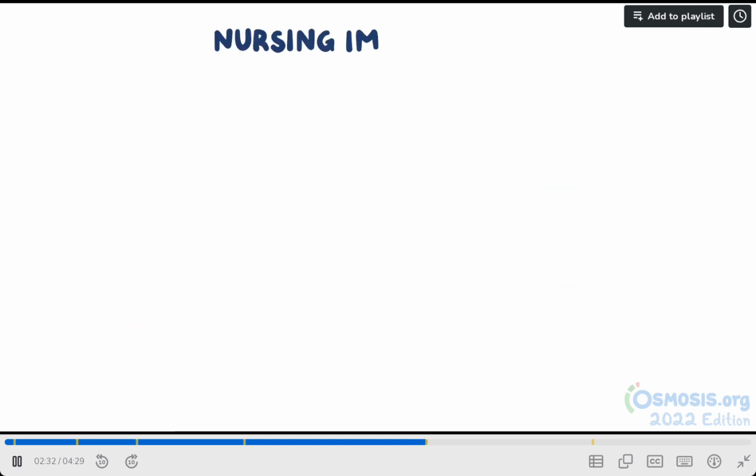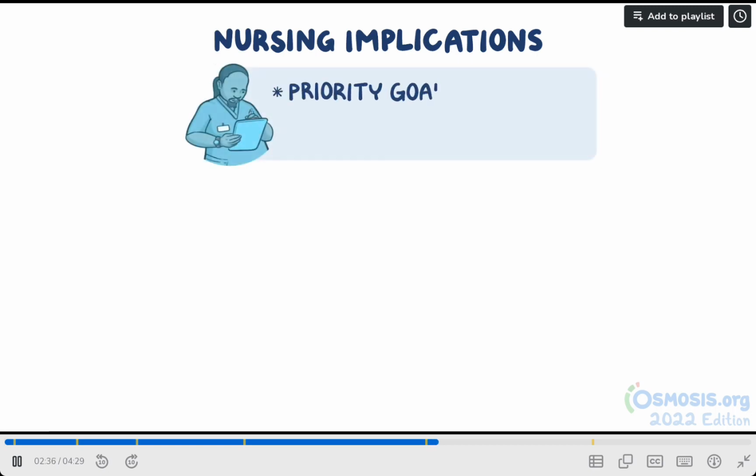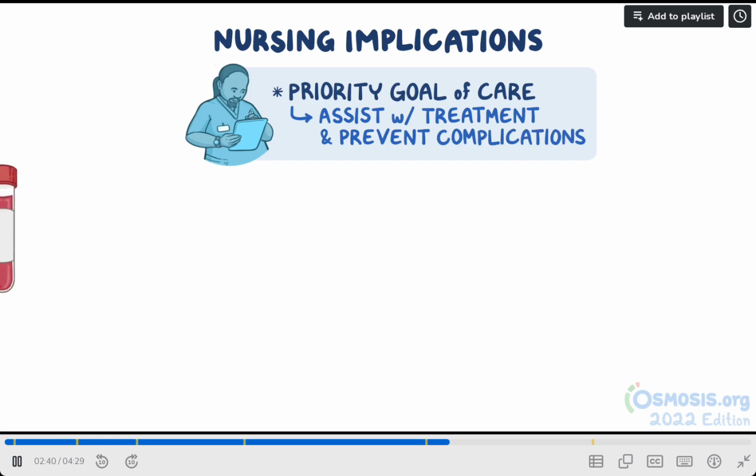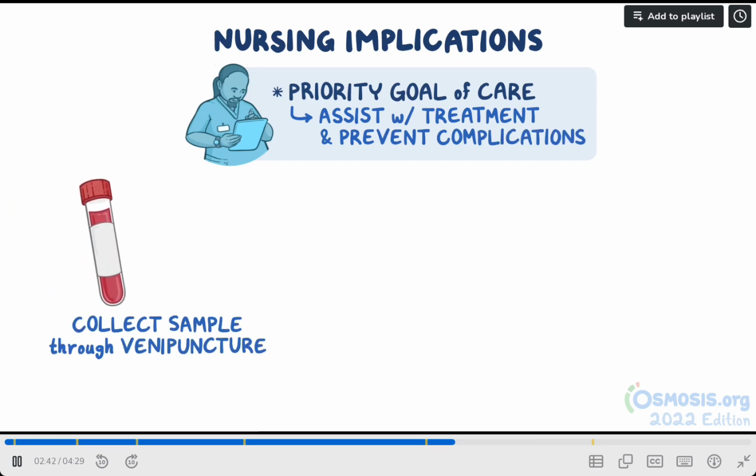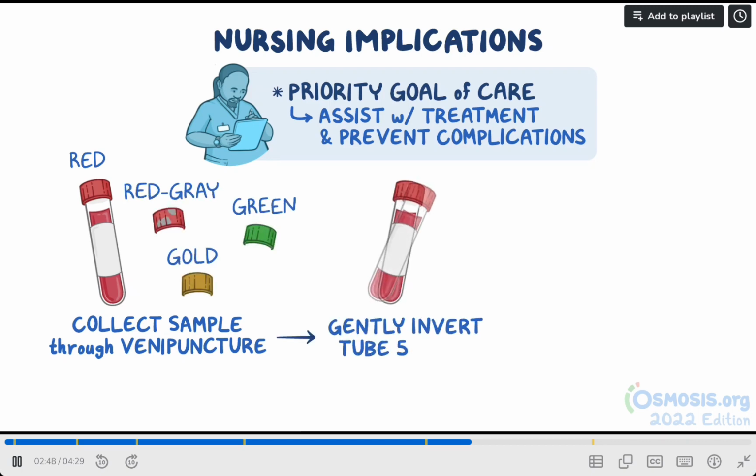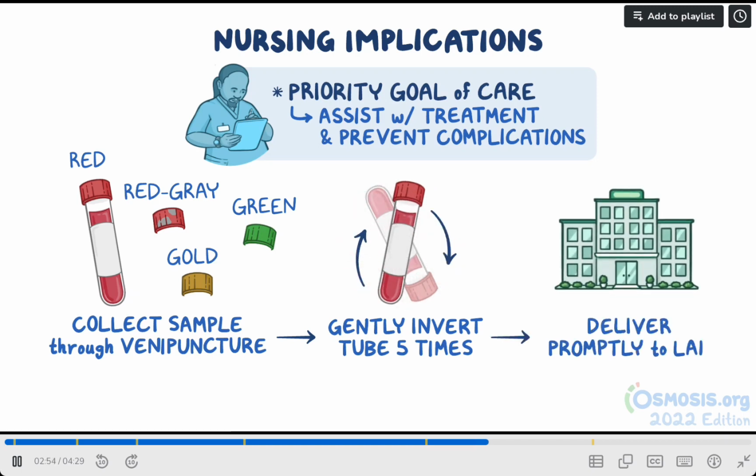Let's look at the nursing implications for a client with an elevated troponin level. Your priority goal of care is to assist with treatment and prevent complications. Begin by collecting a sample through venipuncture, typically using a tube with a red, red-gray, green, or gold top. Gently invert the tube 5 times to ensure mixing of the clot activator in the tube. After collecting the sample, deliver it promptly to the laboratory.